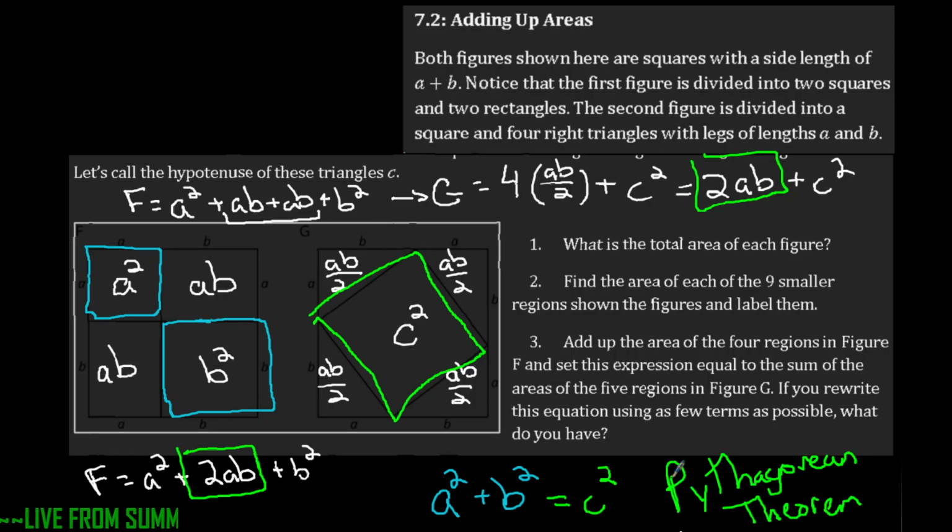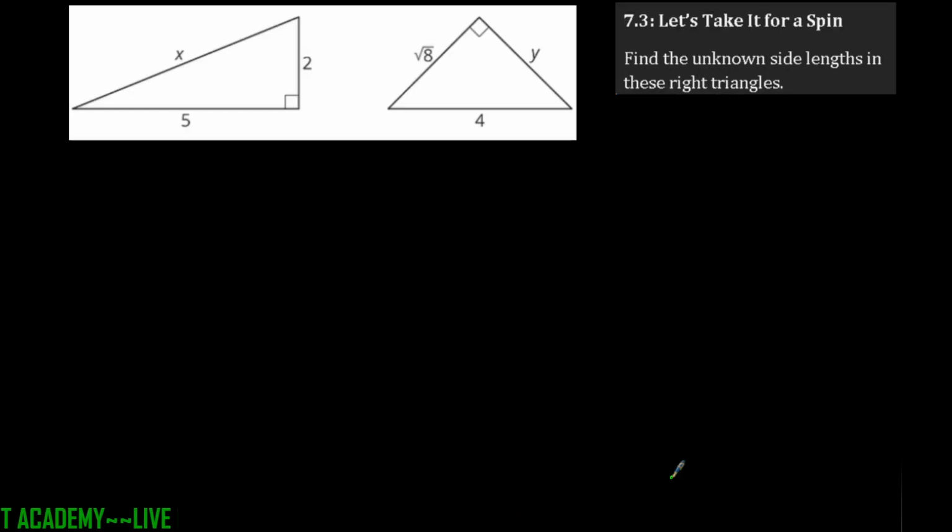Okay. Again, feel free to pause, rewind, replay, ask questions as needed. So now on the third part, underneath of it, it says let's take it for a spin. So we're going to use that formula that we did in previous ideas to find that missing side length. So anytime it says unknown, that's what we're trying to solve for.